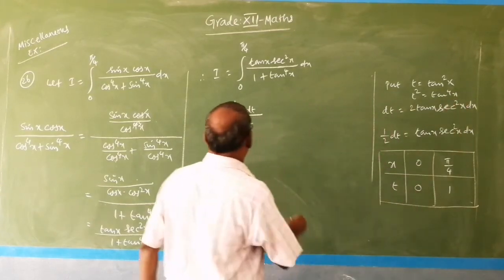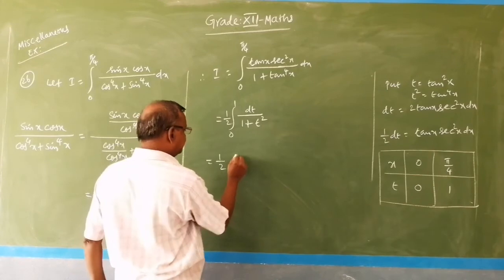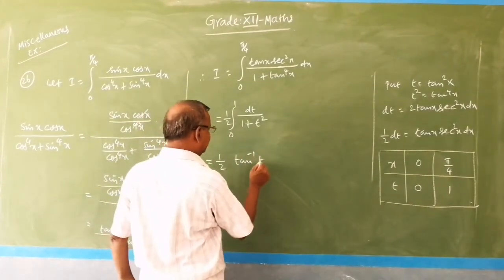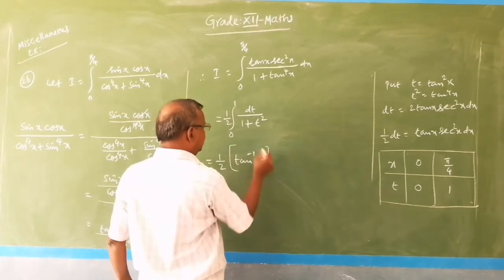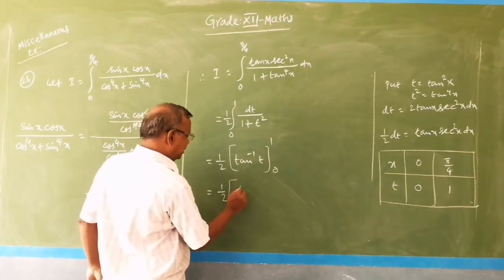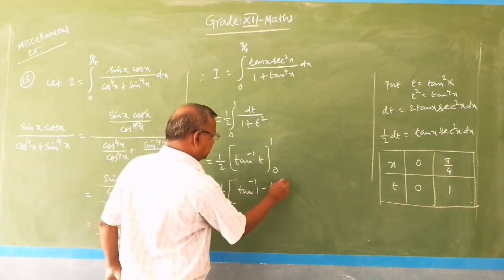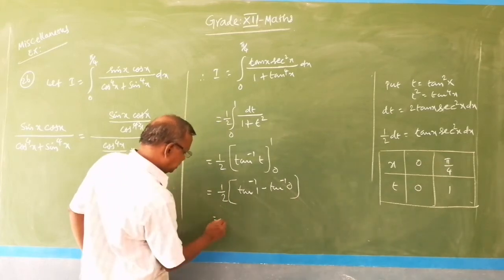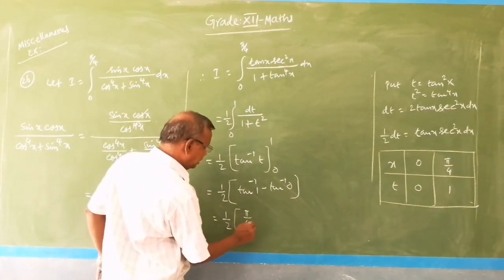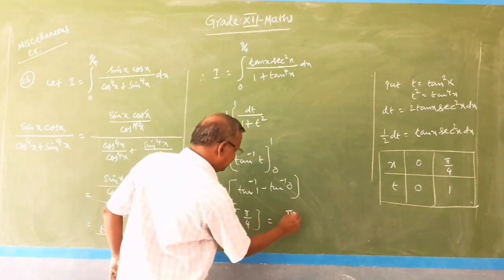So this is equal to 1 by 2 into tan inverse of t, since 1 plus t square gives tan inverse of t, from 0 to 1. So it is 1 by 2 times upper limit tan inverse of 1 minus tan inverse of 0, that is half into tan inverse of 1, which is pi by 4, minus tan inverse of 0, which is 0. So this is equal to pi by 8.